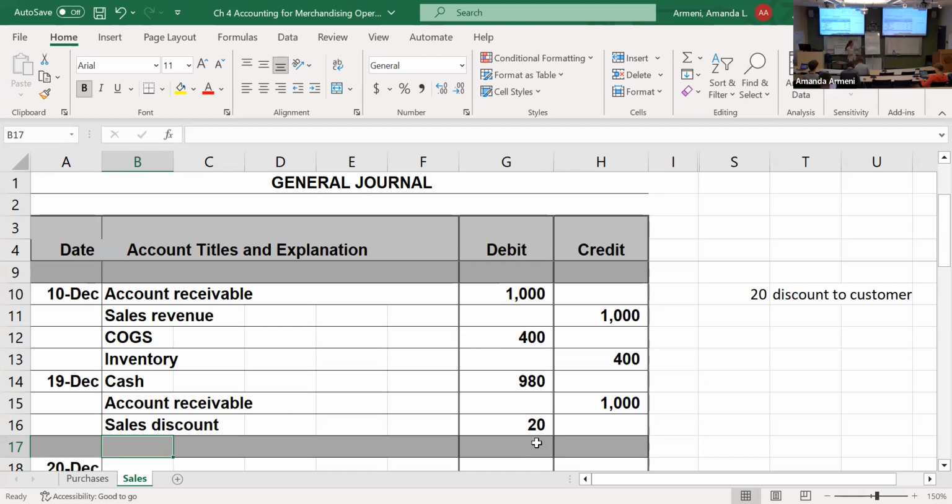So we have been saying that revenues always increase equity and are always credits. So a contra revenue is just going to be the opposite of that. Contra revenue always decreases equity. So contra revenue accounts are always going to be a debit.